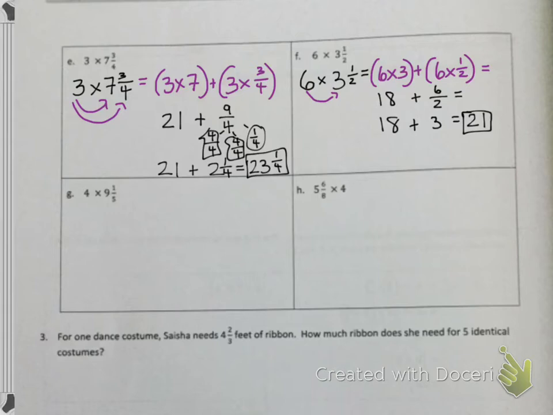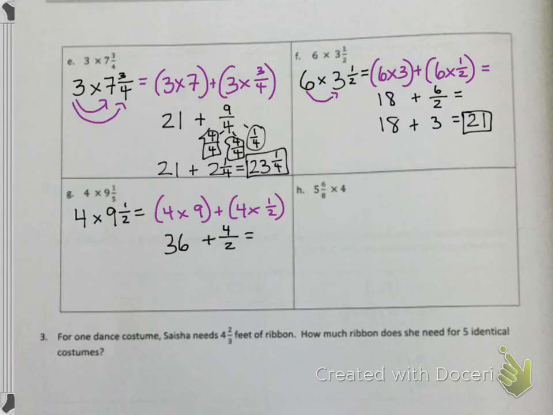All right, now we're going to be working with 4 times 9/2. We're going to be using that distributive property to help us solve. So let's do 4 times 9 plus 4 times 1/2. We now have 4 times 9 is 36 plus 4/2. And this is a simple one for us to solve. I know that 4/2 is 2 whole. So 36 plus 2 equals 38.